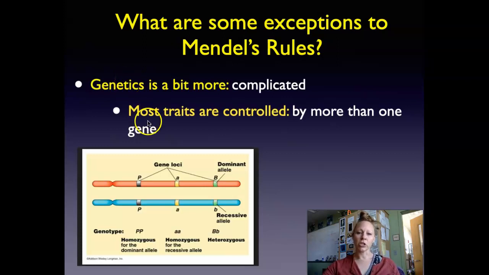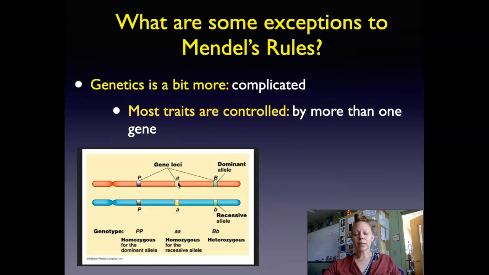Most traits are actually controlled by more than one gene. So if you remember, we have 23 pairs of chromosomes. And so this is one pair of chromosomes. So let's call this our first chromosome and our second chromosome. And let's say that this gene right here, we have two versions of the same gene. And this could be for blue eyes and this could be for brown eyes, and that one is recessive and one is dominant.